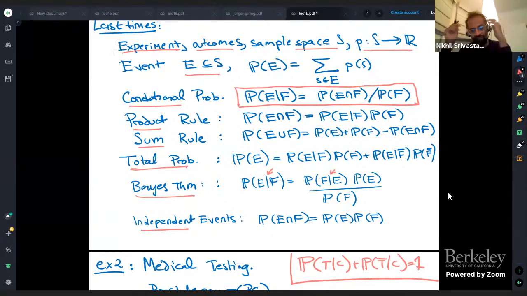But before we move on, any questions about any of these definitions or concepts?